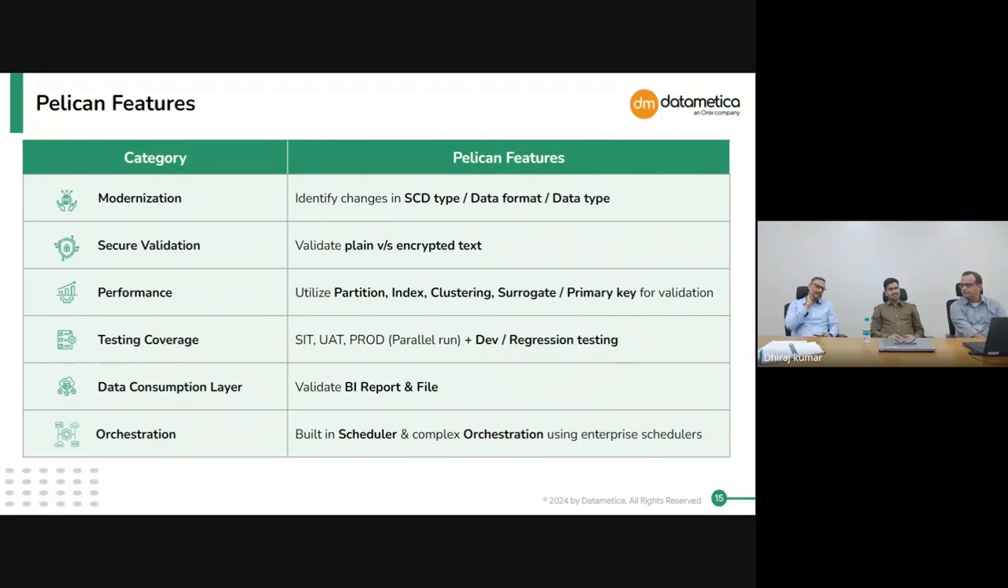Thanks, brother. Before you go to the next slide, I just want to highlight that these are some of the critical aspects of any validation. One of the key features of Pelican, which is our IP, is that we are able to do all this without moving data over the network. What it means is I am able to look at heterogeneous systems: an Oracle and a BigQuery, a Teradata and a Delta, a Netezza and a Synapse.